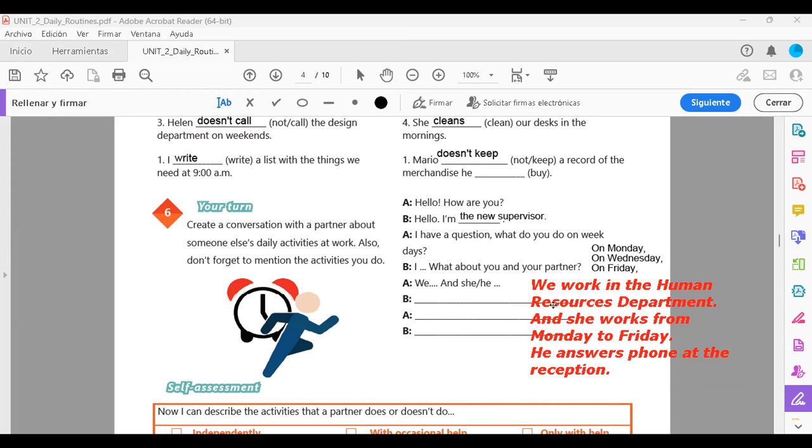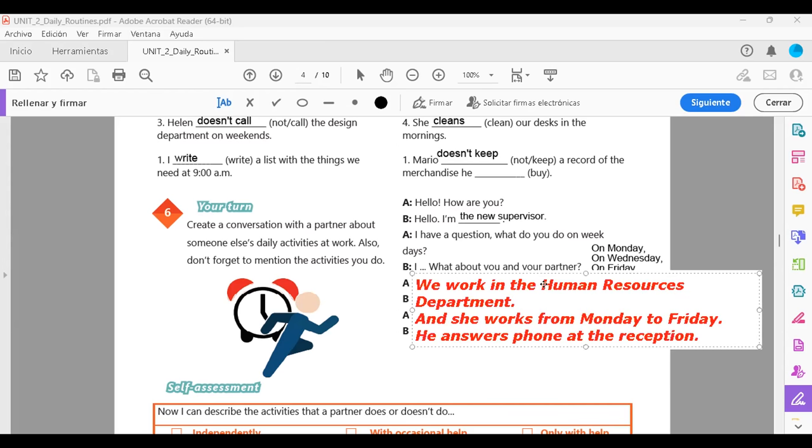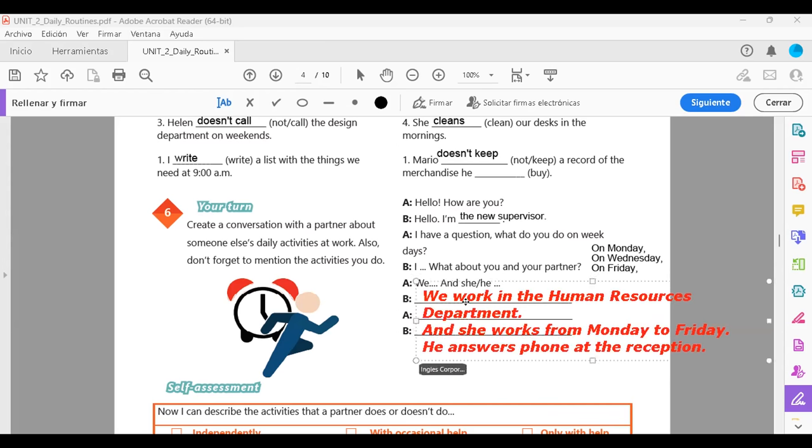Ok, questions about it. Preguntas, chicos. Entonces, acá nuevamente repetimos. Acá ubican una ocupación. Hello, how are you? Hello.